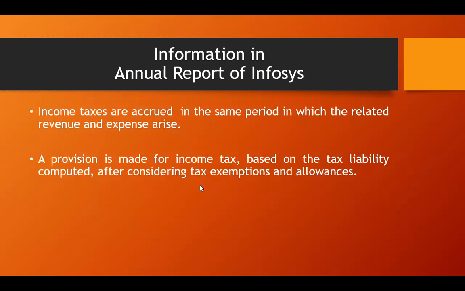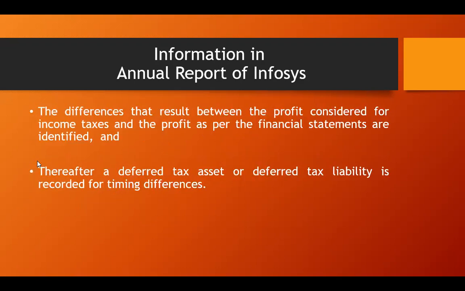Suppose you see the notes to accounts of Infosys: income taxes are accrued in the same period in which the related revenue and expenses arise. A provision is made for income tax based on the tax liability computed after considering tax exemptions and allowances. This is the provision for income tax. The difference between the profit considered for income taxes and profit as per the financial statements is identified. Thereafter, a deferred tax asset or deferred tax liability is recorded for timing differences. This is shown in the annual report of Infosys, how they determine the deferred tax asset and deferred tax liabilities and the deferred portion of the income tax.